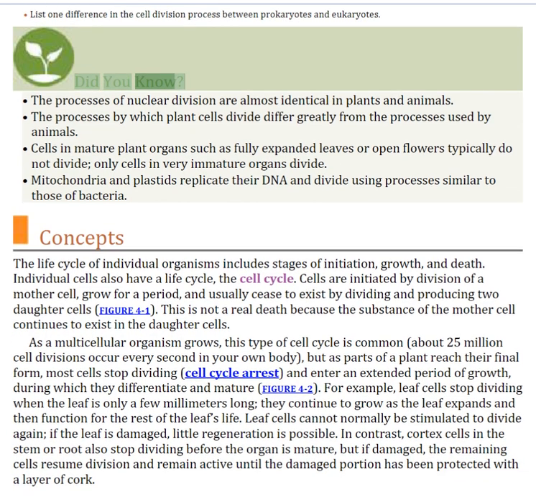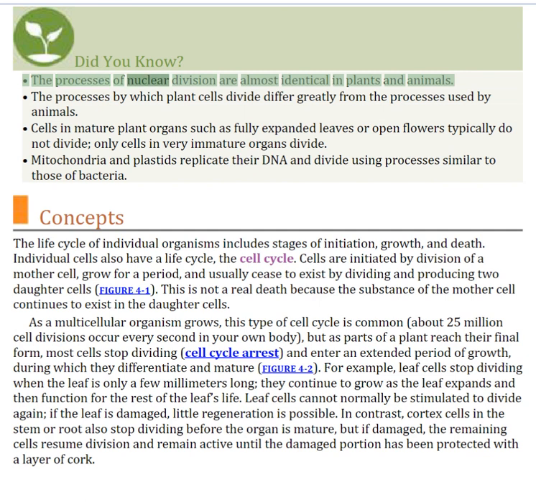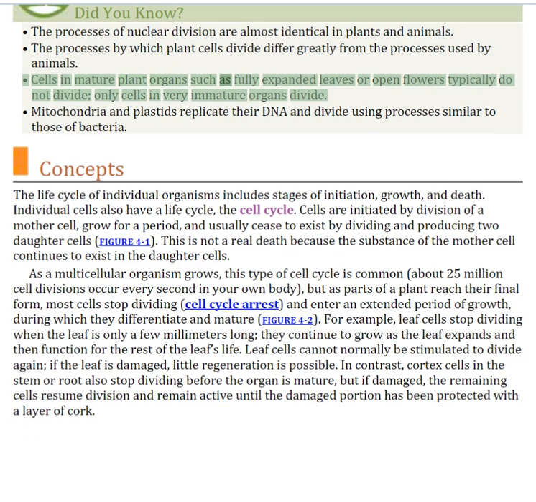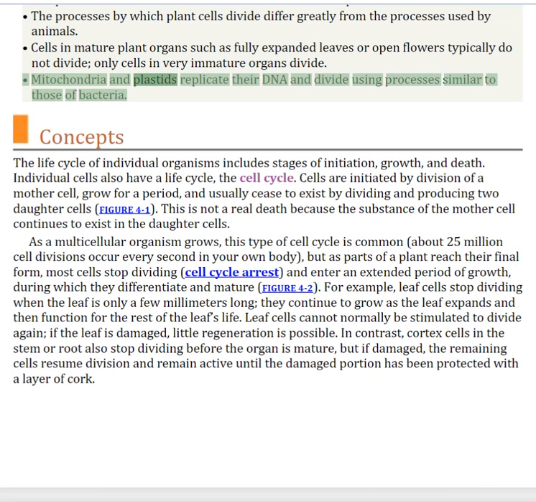Did you know? The processes of nuclear division are almost identical in plants and animals. The processes by which plant cells divide differ greatly from the processes used by animals. Cells in mature plant organs such as fully expanded leaves or open flowers typically do not divide, only cells in very immature organs divide. Mitochondria and plastids replicate their DNA and divide using processes similar to those of bacteria.